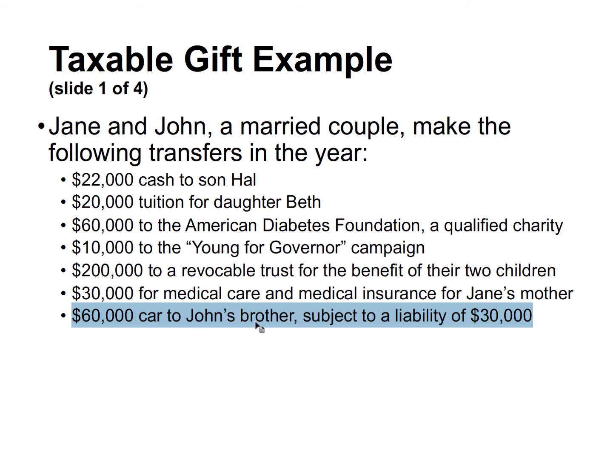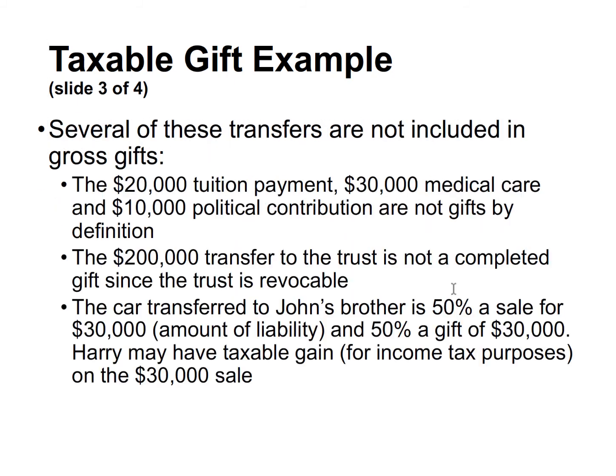So really the net amount here, 60 minus 30, is 30. It's like the net equity in it. That's really what it is, $30,000. So that's going to be a $30,000 gift. The portion of the liability, that $30,000, is not considered a gift. So we get to subtract those portions away to calculate the gift. That's really what's going on here.